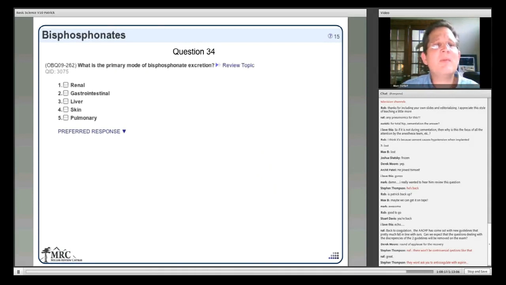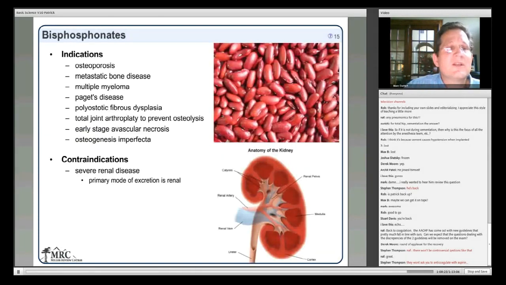What is the primary mode of bisphosphonate excretion? And so they're trying to say, where is it processed? Where's it going to go?